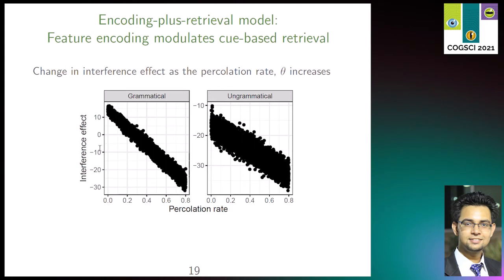So what do we see as a result? If the percolation rate is 0, so no feature percolation happens, then the representation is intact, and we see the classic prediction of the cue-based retrieval model. So the model by default is a cue-based retrieval model if the feature percolation rate is 0, right? So it predicts an inhibitory effect in grammatical conditions and a facilitatory effect in ungrammatical conditions, right? But as the feature percolation rate increases, the effect in grammatical conditions goes towards 0 and becomes more and more negative, right? So this is how the effect changes in grammatical conditions. And in ungrammatical conditions, the effect changes, but it always remains facilitatory, right? And this is more or less the pattern that we see in the observed interference effect, right?